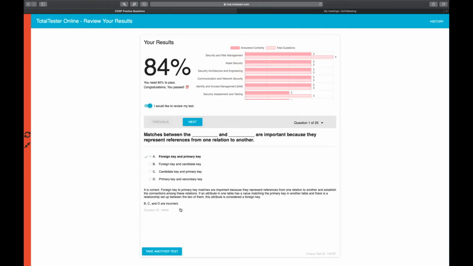All right, a foreign key to primary key match is important because it represents references from one relation to another, establishing a connection among these relations. An attribute in one table has a value matching the primary key in another table, and there is a relationship set up between the two of them. This attribute is considered a foreign key.